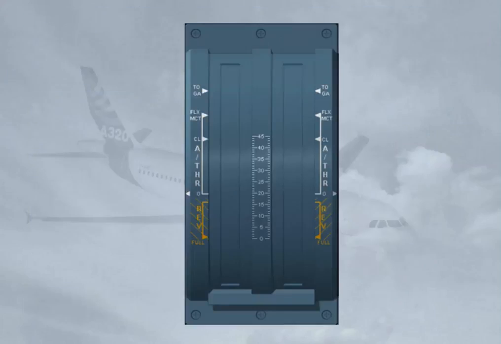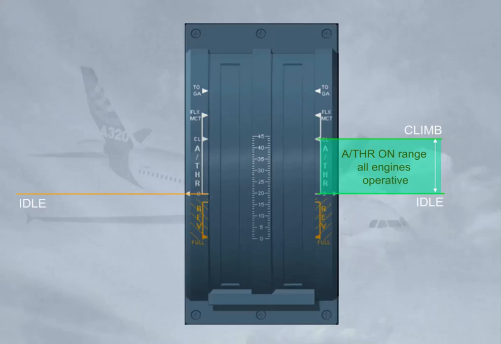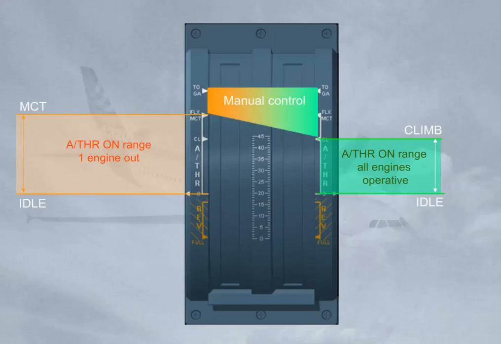Note that the auto thrust may be on, in flight, provided the thrust levers are set above idle to climb detent, all engines operating, or above idle to MCT, one engine inoperative. Beyond these detents, the pilot has manual control on the thrust.